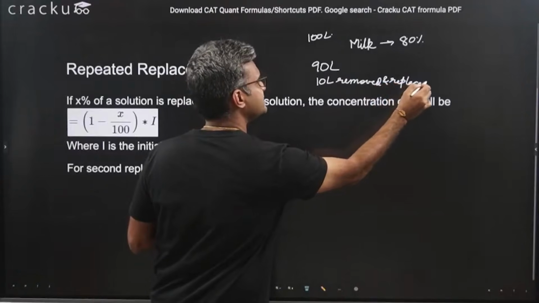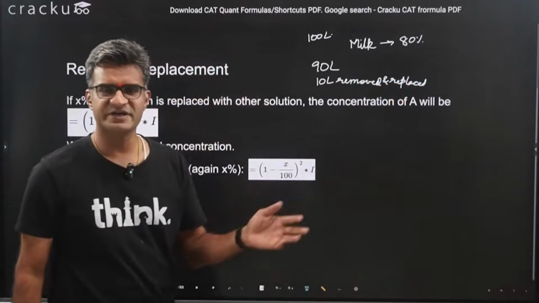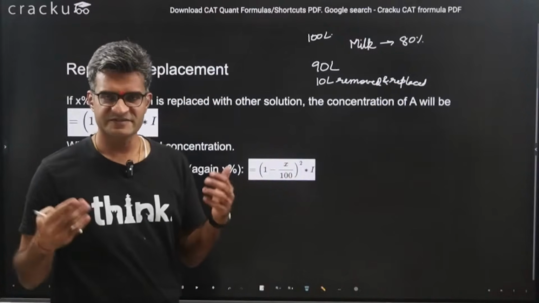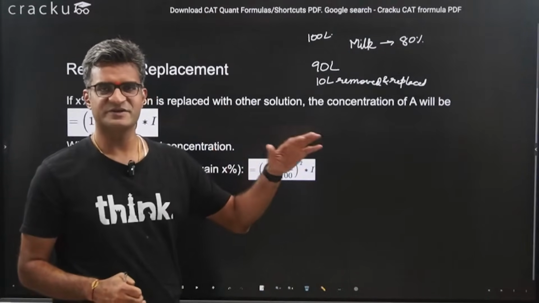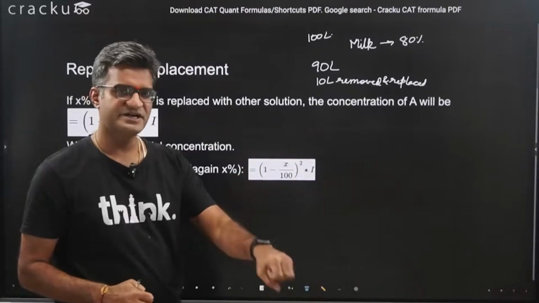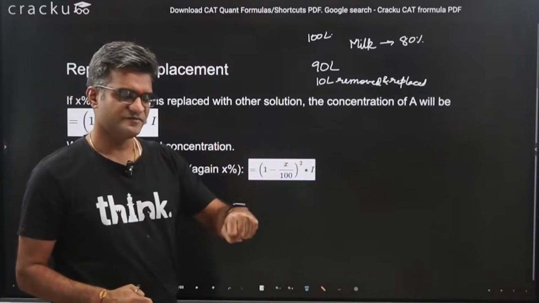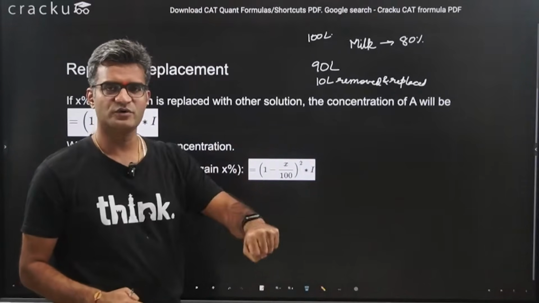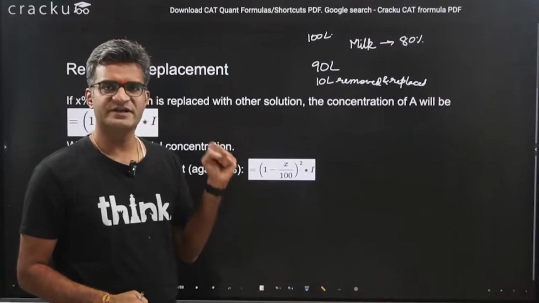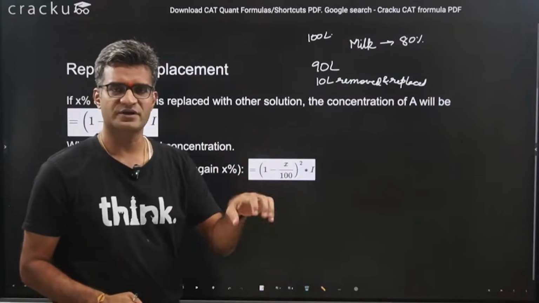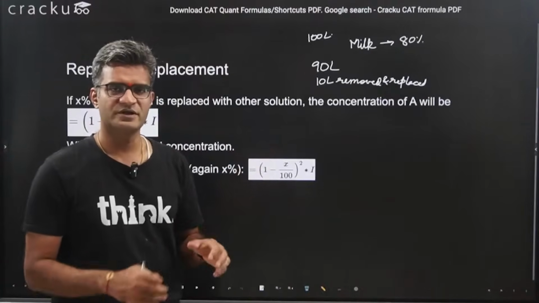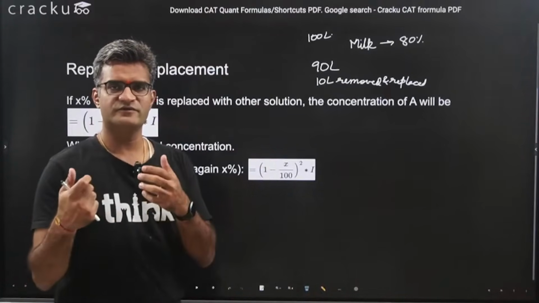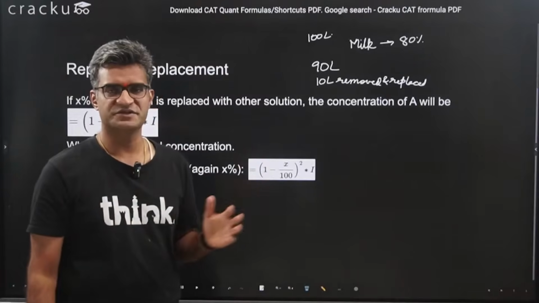And you are also told that this procedure is repeated 3 times. That is basically you are told that there is a 100-liter solution of milk which has 80% milk. This is given to you. 10 liters from the solution is replaced. First it is removed and then you are pouring pure water. Then again you are removing 10 liters of the solution. Again you are adding pure water. Again you are replacing 10 liters of the solution and adding pure water. Finally you are asked what is the percentage of milk in the solution.